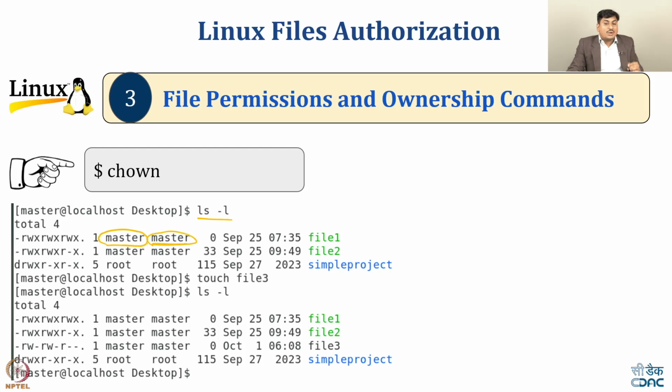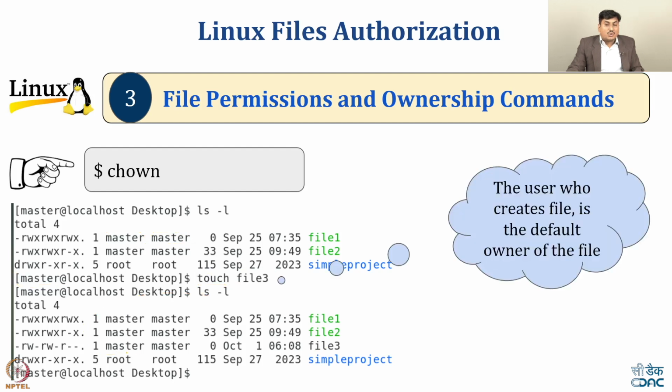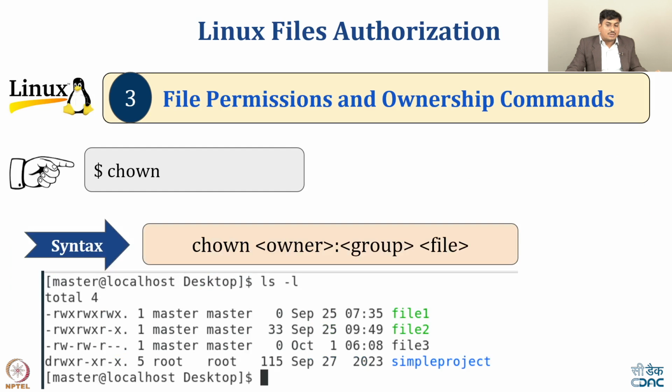So whenever any particular file is created, by default the user of that particular session will be the owner of that file. Let's say if I create another empty file with name file 3, then you can see that by default the owner is the user of that file. As I had mentioned, the user who creates that particular file is the default owner of that file.